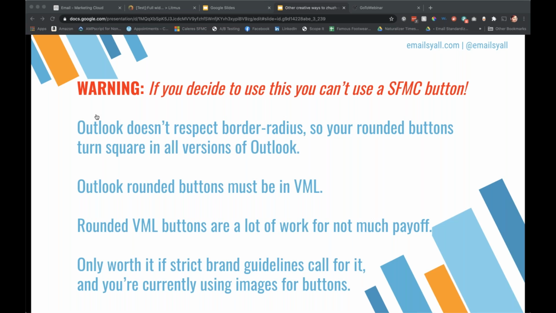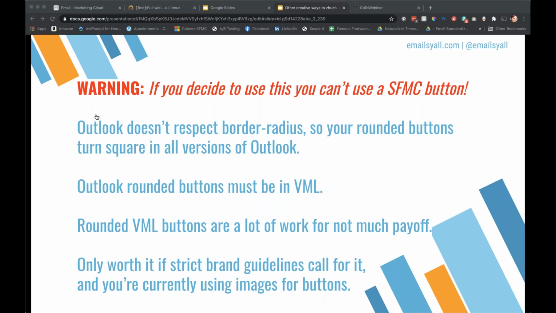This topic is worth discussing because Outlook doesn't respect border radius. So your rounded buttons always turn square in all versions of desktop Outlook. It's a fact of life we've all learned to live with. However, you can make rounded buttons in desktop Outlook, but you have to use VML.